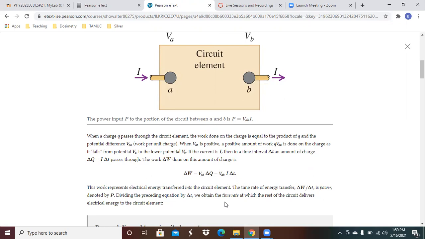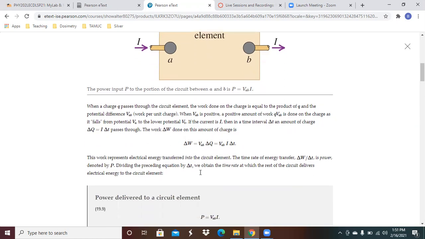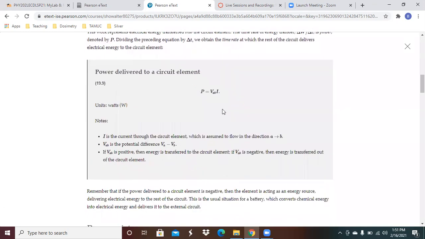The time rate of energy transfer is going to be the power. In other words, the amount of work done divided by the amount of time, just like it was back in Physics 1. That's exactly the same type of definition here. And the power is going to be denoted by P. Dividing the preceding equation by delta t, we obtain the time rate at which the rest of the circuit delivers electrical energy to the circuit element. So you can see our definitions here.